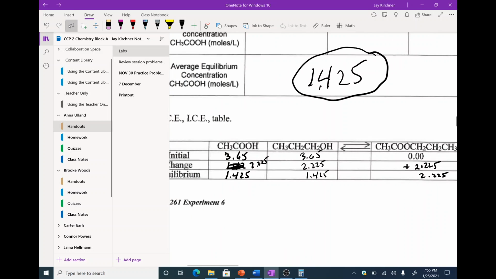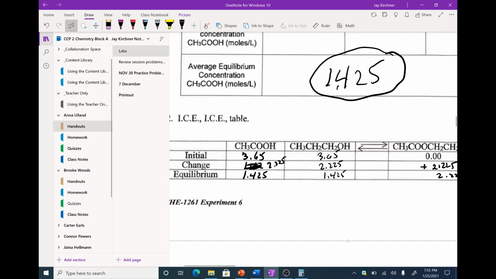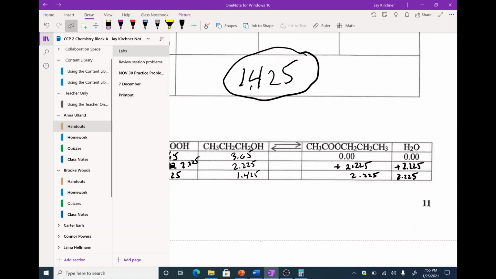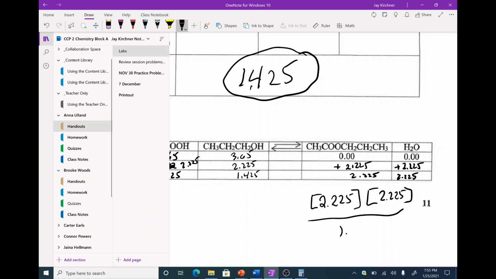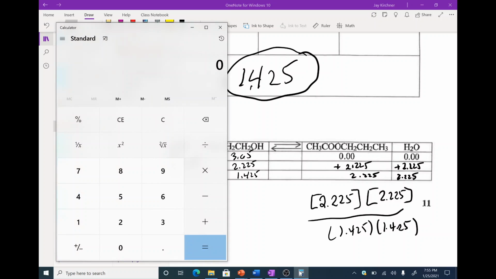So now equilibrium concentrations, what do we have? We're going to put products over reactants. We're going to put 2.225. That's our concentration of product 1. 2.225 for our water. And we're going to put that over 1.425 times 1.425. Okay, so what do we get? Let's do our equilibrium constant now, which is what we're looking for in this experiment. Say 2.225.